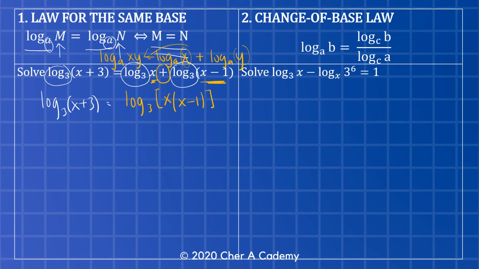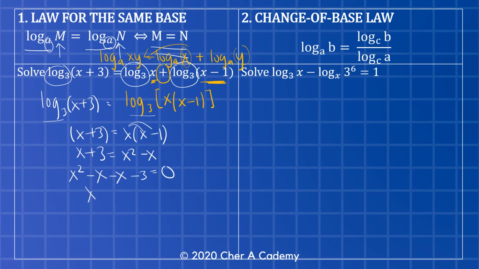Okay, now my left hand side and my right hand side have the same log, same base, so I can get rid of them. I'll be left with x plus 3 equals x times (x minus 1). Expanding this out, x plus 3 equals x squared minus x. I'll put them together on one side, so x squared minus x minus 3 equals 0. Simplifying this, x squared minus 2x minus 3 equals 0. I have to factorize this. So x to give me x squared.